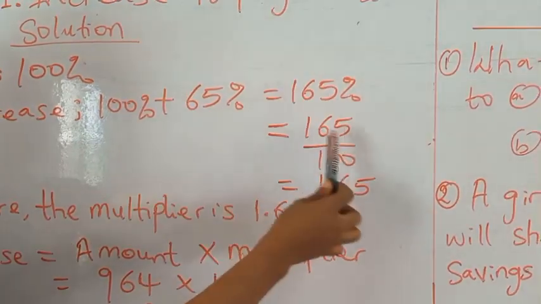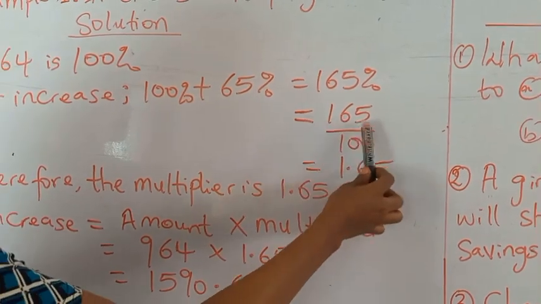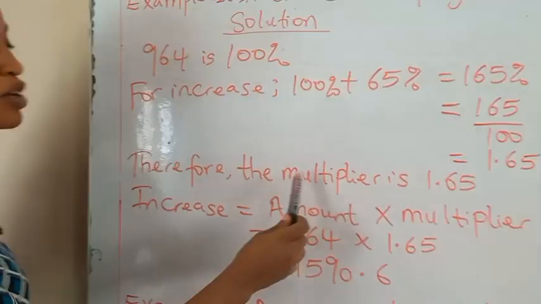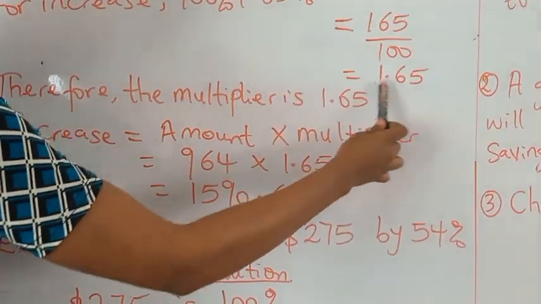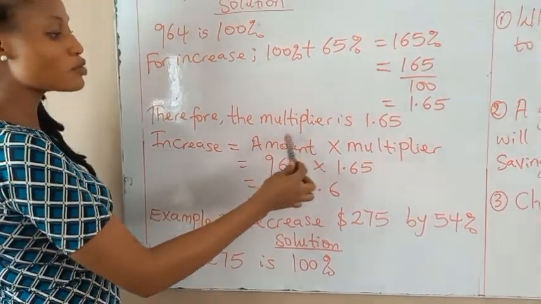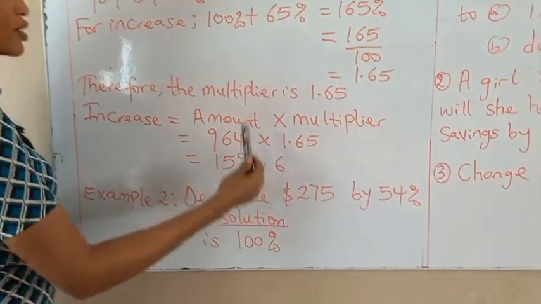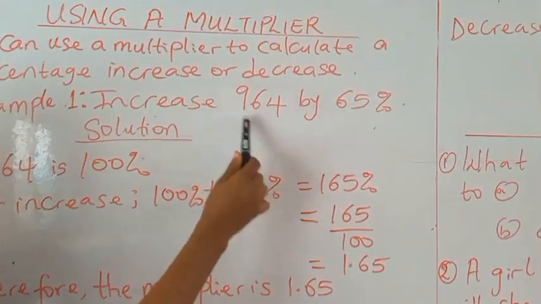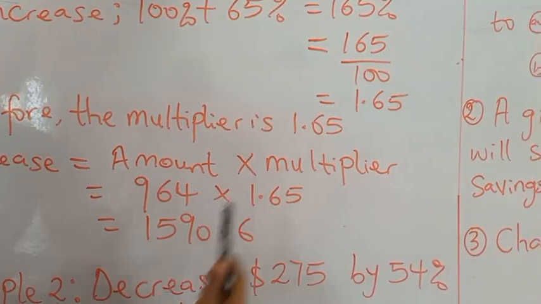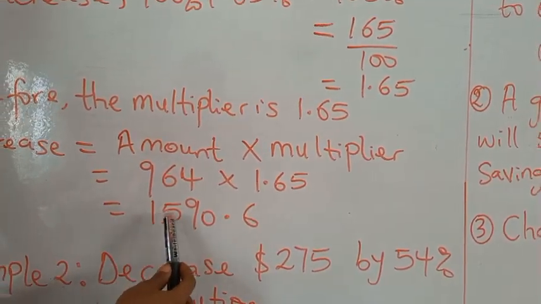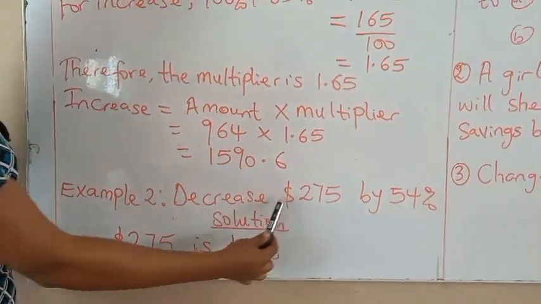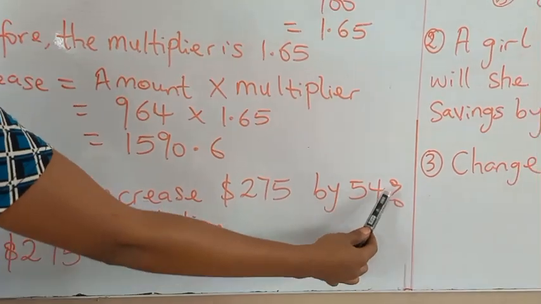That gives 165%. 165% expressed as a fraction, 165 over 100, and that gives 1.65. Therefore, the multiplier is 1.65. The formula says for an increase, amount multiplied by multiplier. The amount we have originally here is 964 times the multiplier we just got, 1.65. That gives 1,590.6.